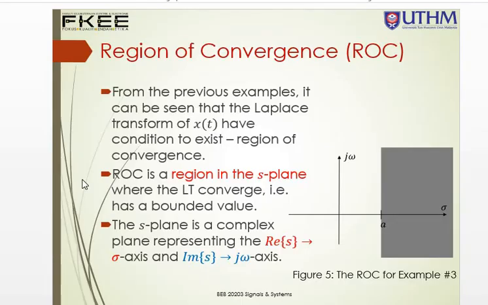Now we go to the last part of the lecture, the region of convergence, the ROC. So what is ROC? The values of the s-plane for which the Laplace transform converges, we call it the ROC. From the previous example, it can be seen that the Laplace transform of x(t) has a condition to exist. We call it the region of convergence. So ROC is a region in the s-plane, in which the x-axis is the real and the y-axis is the imaginary axis.